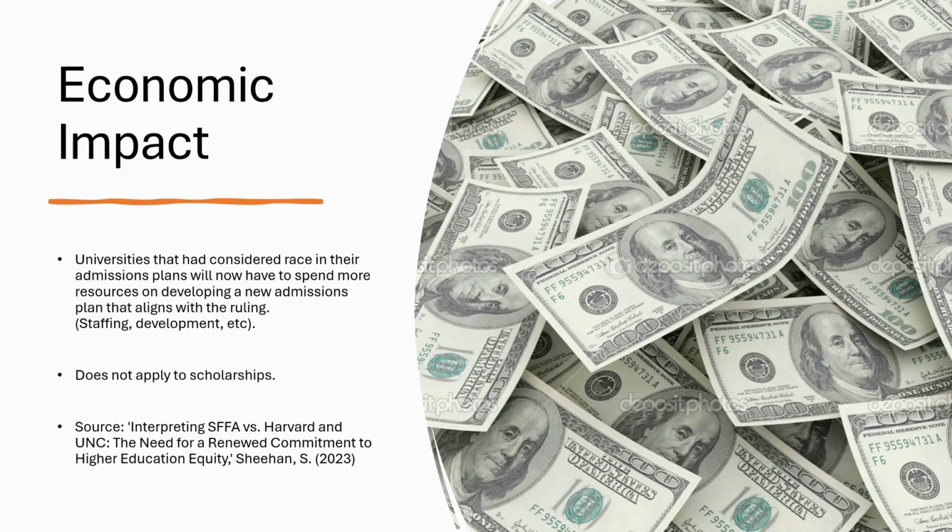Next, we are going to discuss the economic impact that this case has. Universities that used to consider race in their admissions plans will now have to spend more resources on developing new plans that align with the ruling. The costs they will have to take on are the cost of staffing, the cost of development, the amount of time it will take, and the money they will have to spend. But additionally, this ruling only takes into account the admissions process. This ruling does not apply to scholarships, so students can get scholarships based off of their race.